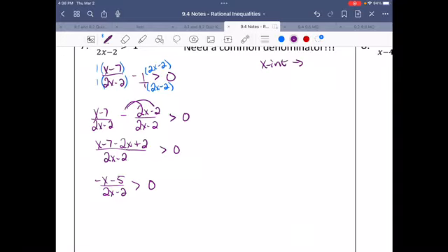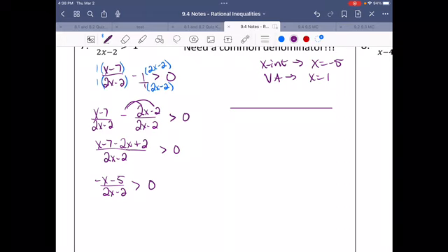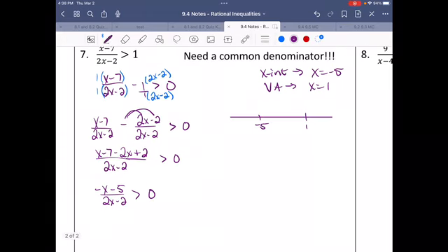So the numerator is going to give me my x-intercepts, just like always, which is going to be, let's see, negative 5, I think. Yeah, so add 5, divide by negative 1. Yeah, so negative 5. And then add 2, divide by 2, so 1 for the vertical asymptote. Again, draw your number line in order from least to greatest. We've got negative 5 and 1. There's no equals, so both get an open dot.